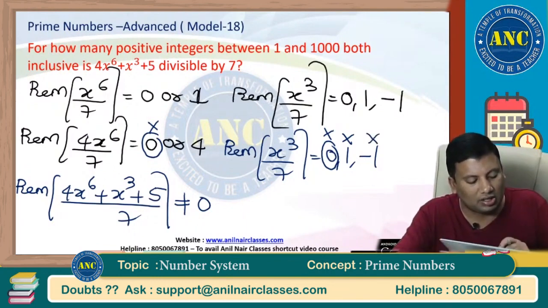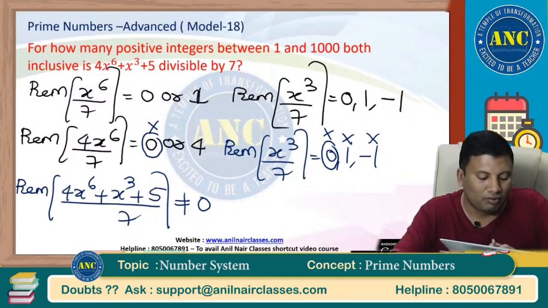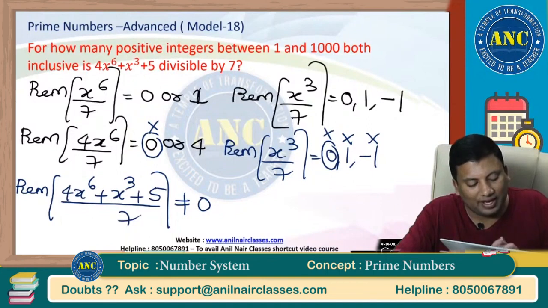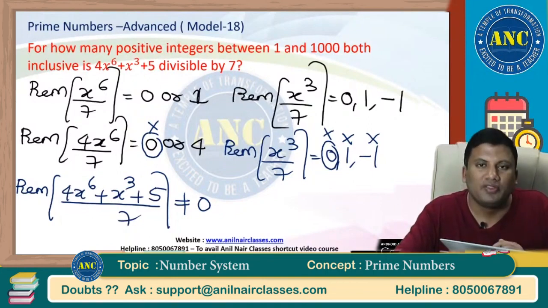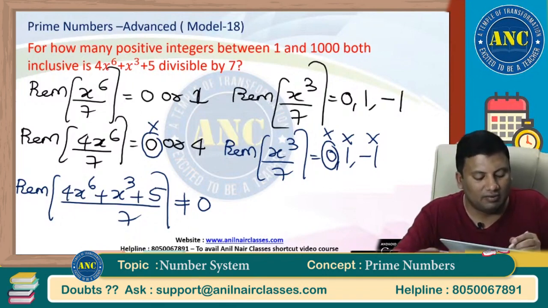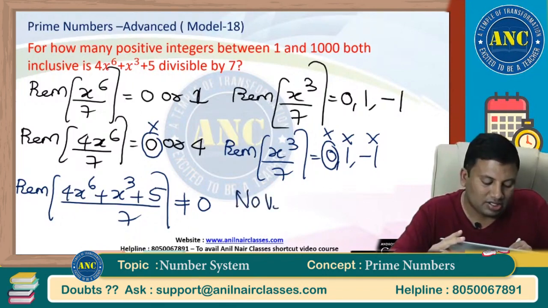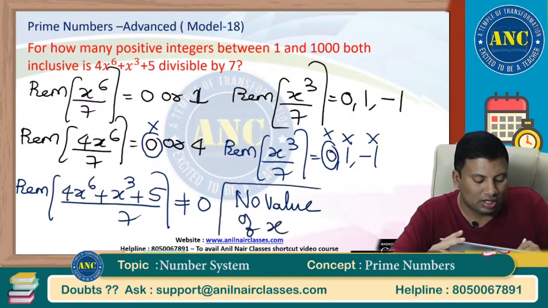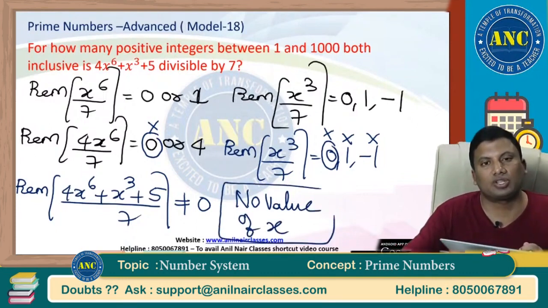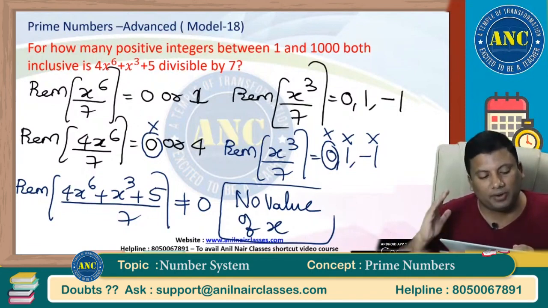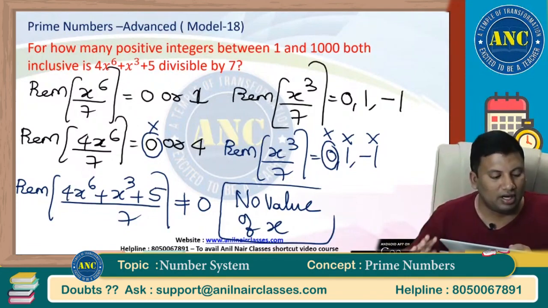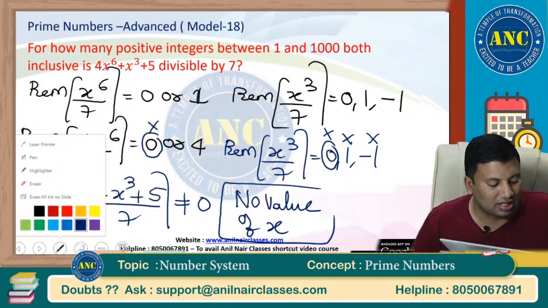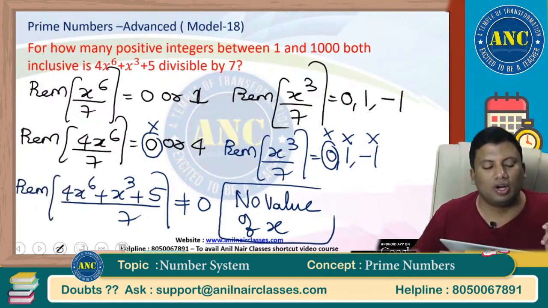This case not possible. 4 plus 0, 4. 4 plus 5, 9, not divisible. 4 plus 1, 5. 5 plus 5, 10, not divisible. 4 minus 1, 3. 3 plus 5, 8, not divisible. No value of x will satisfy this expression. Very, very good question. It seems like a complicated question, but if you go step by step, there are good chances that you will get the answer. Just with a little carefulness, you have to do it.